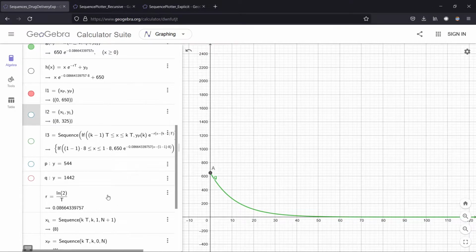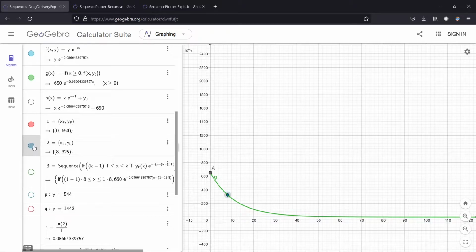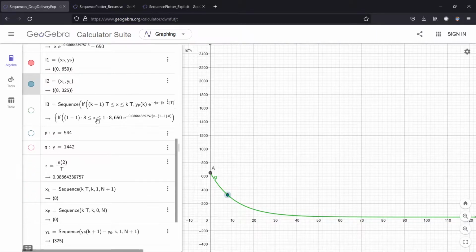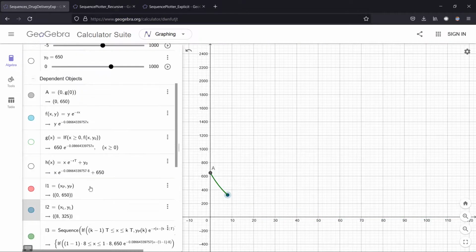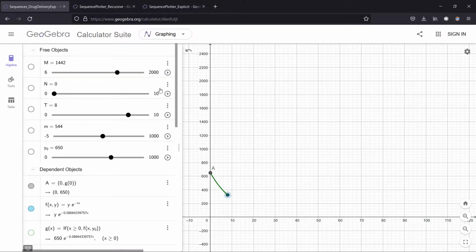What I mean by this is that after 8 hours, when we get to this point right here, the concentration decays down to a certain point. And instead of continuing to decay, we're going to have another dosage of 650 milligrams. So our value of concentration should jump up by 650 here, and the decay process will repeat again. If we continue this process, you'll see what happens.